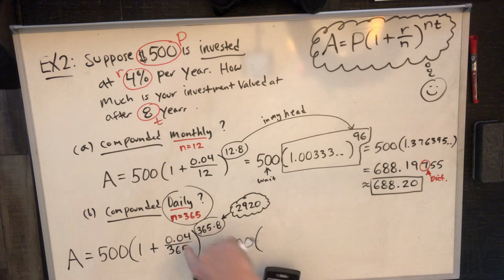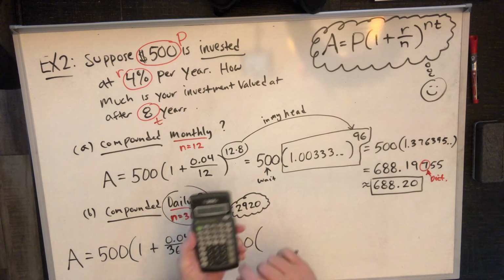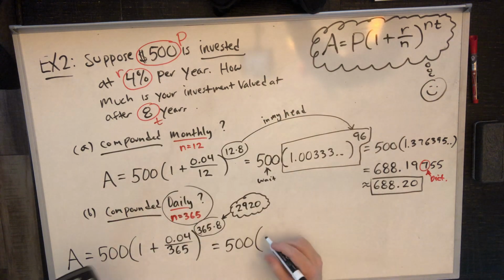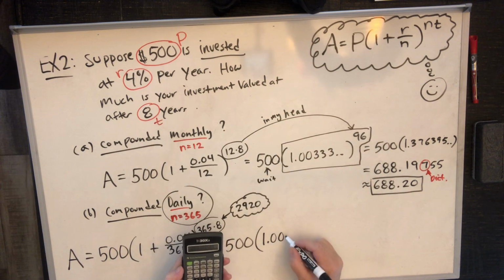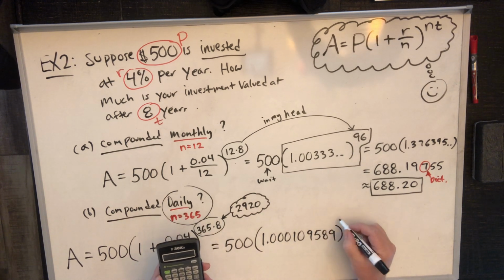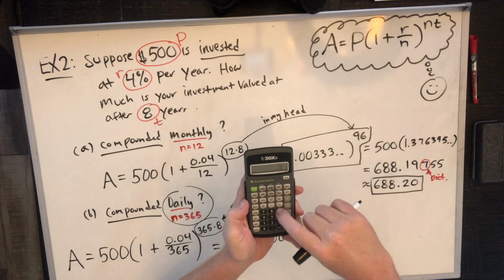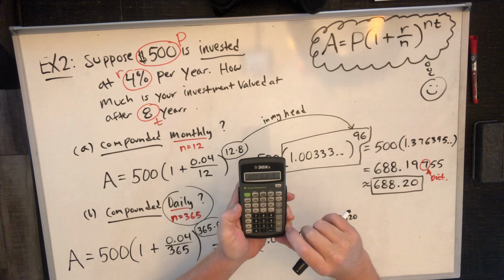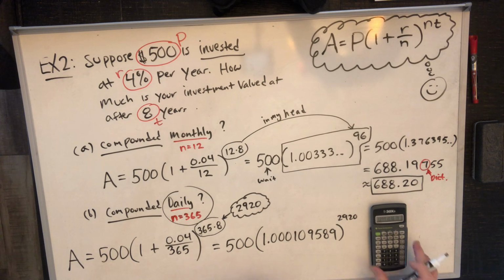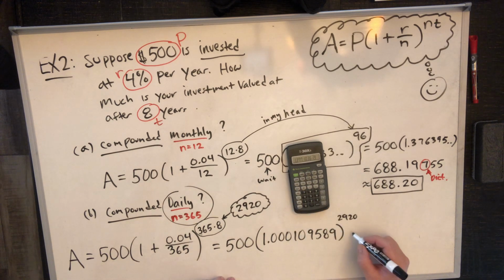So I've got 4% divided by 365. And then plus 1. So that becomes your new base. 1.0001095989 raised to the 2,920th power. So we have 1.377, etc., etc.